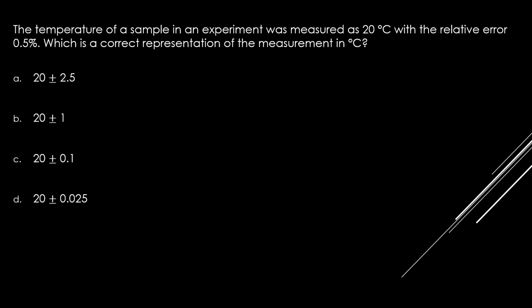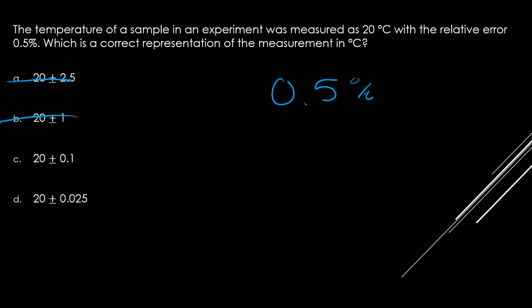And with relative errors, you are going to have a plus or minus, which is what those symbols are in between. That means I can either add or subtract. And 2.5 and 1 are way too big. Okay, a 0.5% error is very tiny.